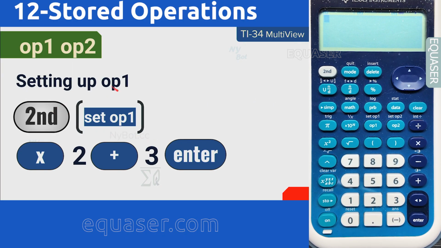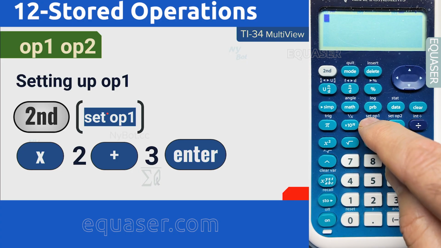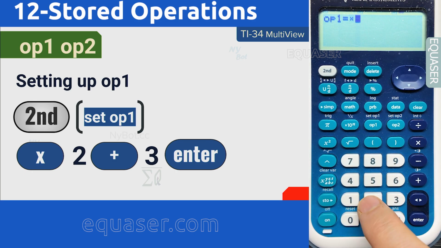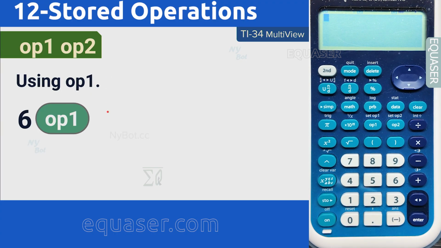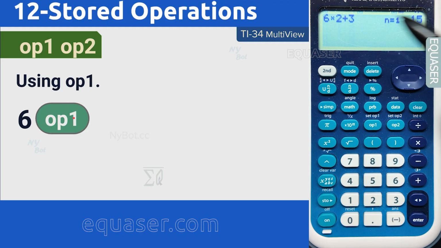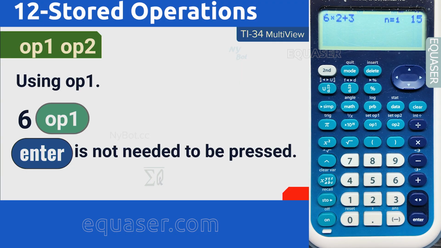Let's set up op1, second function. The op with the second function is set up. Now we want to multiply by 2 plus 3, and enter. Now this has been set up, clear. To use it, let's say you want to use 6 with op1. As soon as I press it, 6 times 2 is 12, plus 3 is 15. For this, you don't need to press the enter button.